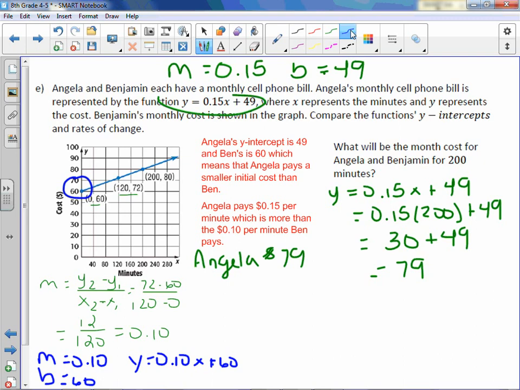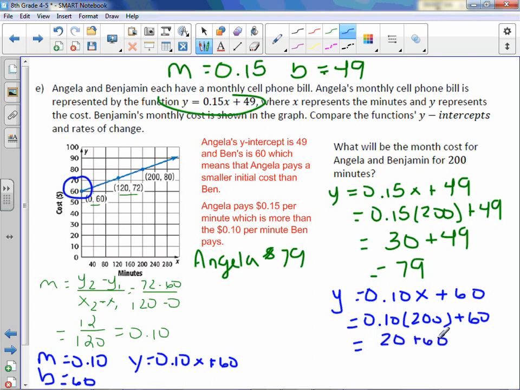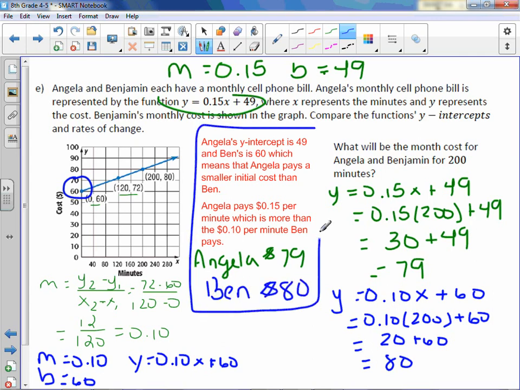Now Ben, we know Ben's equation is 0.10x plus 60. So plug in the 200. 0.10 times 200 plus 60, which equals 20, plus 60, which is 80. So Ben would pay $80. So this is your answer to both questions.